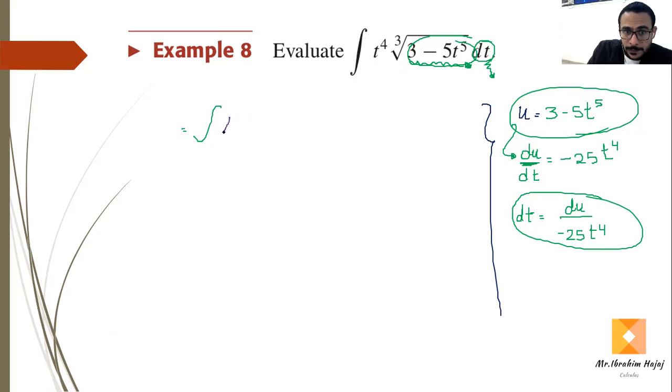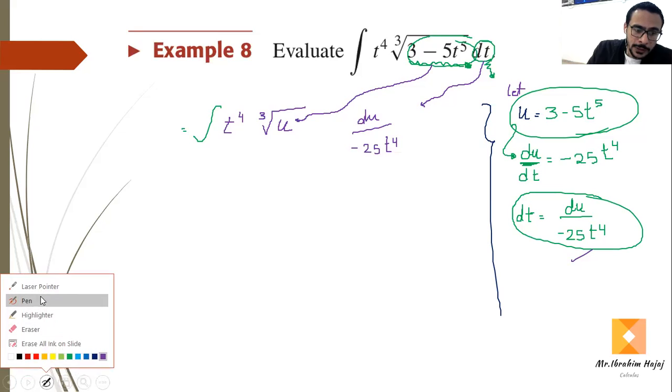Wait a second, Mister, do we plug in this 3 minus 5t to the power of 5 in the equation too? We have the cubic root, and replace it all, 3 minus 5t to the power of 5, as u. Let u equal this value, 3 minus 5t to the power of 5. So it's all replaced by u. And dt is du over negative 25t to the power of 4.